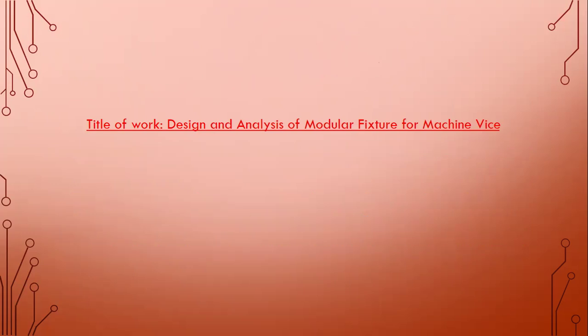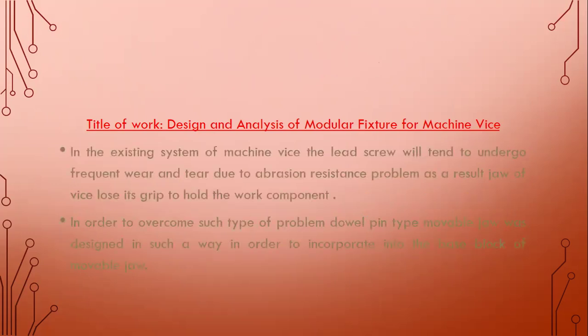Let us see the further continuation in the next slide. So in the existing system of machine vise, the most common problem is the lead screw. Due to aging effect and poor maintenance characteristics, sometimes the lead screw may tend to undergo mechanical wear and tear.